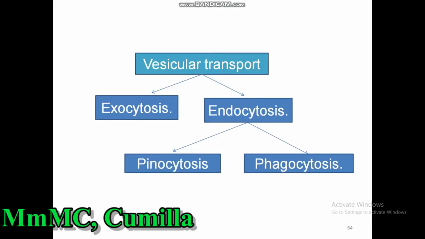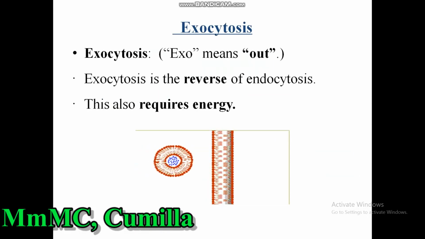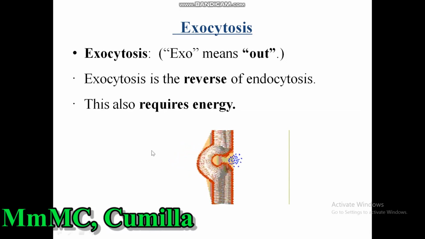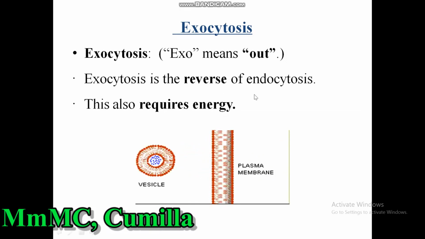Now, vesicular transport or macromolecular transport, which is divided into exocytosis and endocytosis. Endocytosis is again divided into pinocytosis and phagocytosis. Now, exocytosis. Exo means out. What happens there? Exocytosis is the reverse of endocytosis.